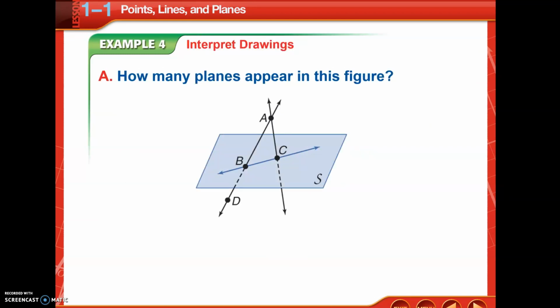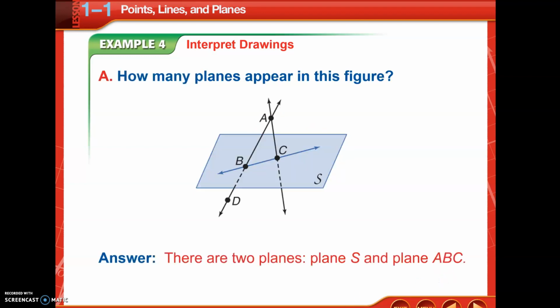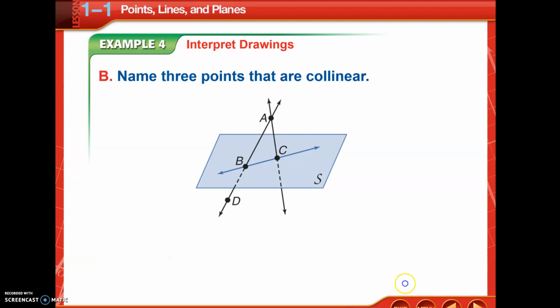All right, so planes, remember, is 3 points that are non-collinear. So we have this plane S that we can see right there in the blue, but I could also have a plane that sits on these lines because those lines are kind of sticking up. So those 3 points are not collinear. So there's one plane plus the plane that's drawn. So there's 2 planes in this figure. 3 points that are collinear would be A, B, C, or A, B, D would be collinear because those are sticking through it. Points A, B, and D.